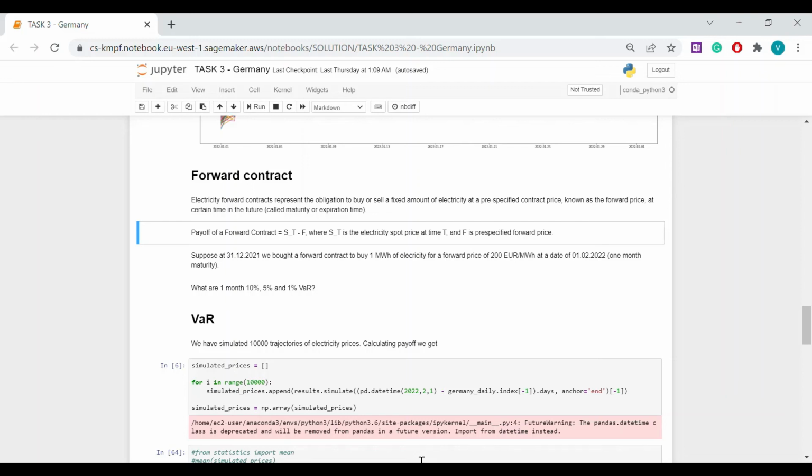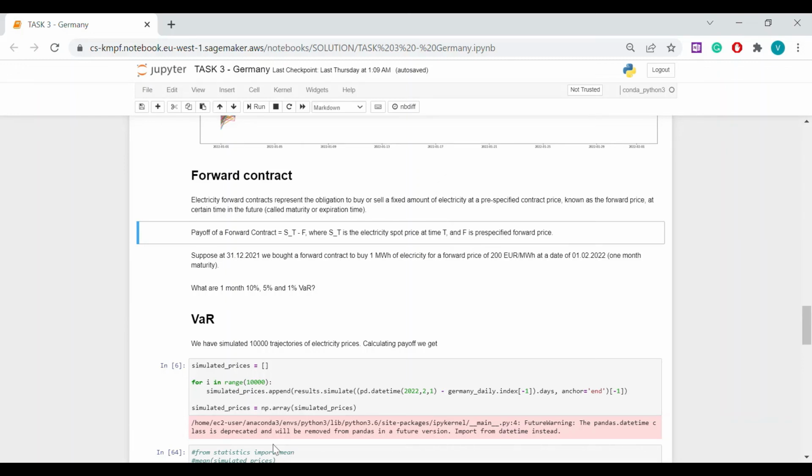Suppose on December 31 of the year 2021, we bought a forward contract to buy 1 megawatt hour of electricity for a forward price of 200 euros per megawatt hour at the date of the 1st February of 2022. So we have a maturity of 1 month. And we are interested to know what are these 1 month 10%, 5%, and 1% values at risk.